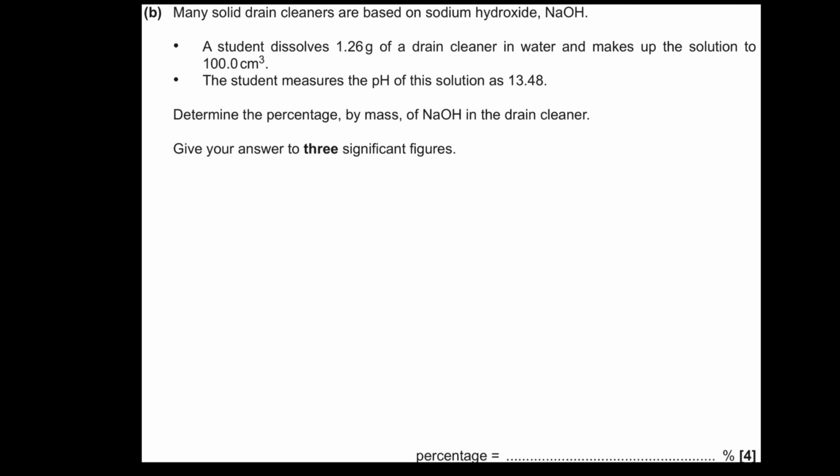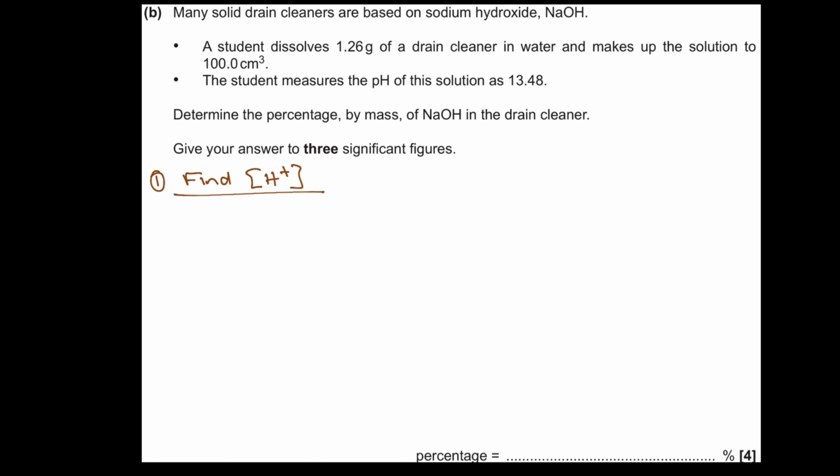So the first point is, I think we need to find the concentration of H+. Once we know the concentration of H+, we can then find the concentration of OH-. And if we know the concentration of OH-, then we can find the mass of sodium hydroxide. And then finally, we can find the percentage of sodium hydroxide. Because we want to determine the percentage by mass of sodium hydroxide. Number 1, we need to find the concentration of H+.